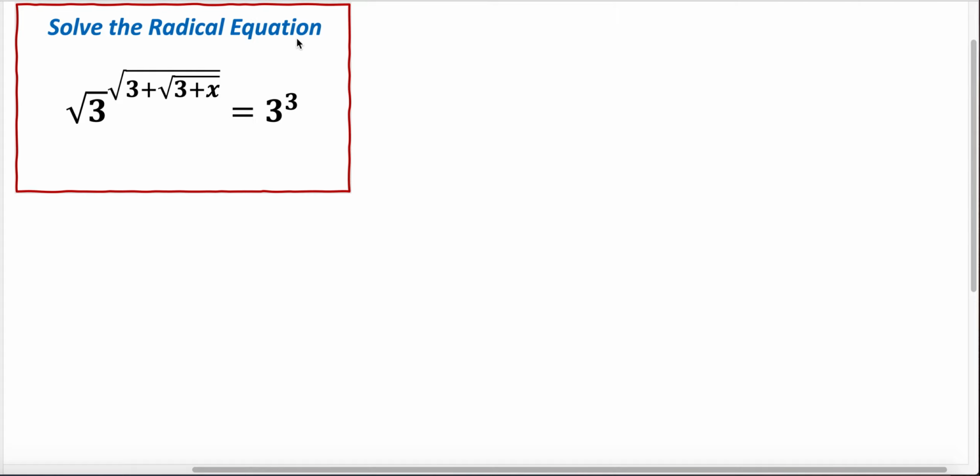Equation. So let me rewrite this equation, this radical again. So let me take a pen. I have here square root of 3 is equal with the exponent of 3 plus x. And everything here is equal with 3 cubic.